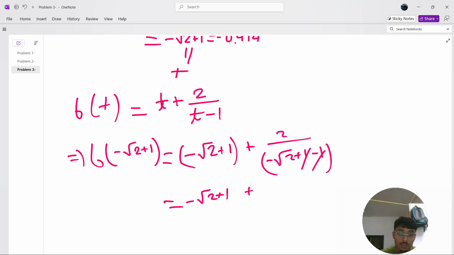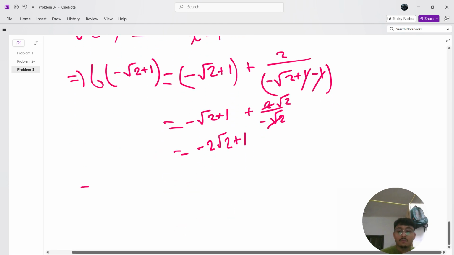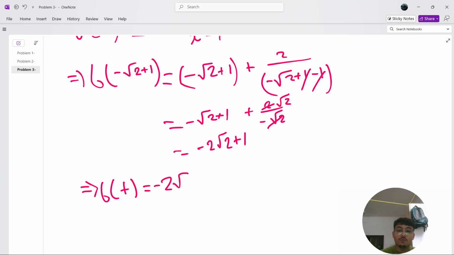plus 2 by minus root 2. My 2 is basically root 2 into root 2, so root 2 and root 2 get cancelled. We are left with minus root 2. So ultimately, what do we get up here? It's minus 2 root 2 plus 1. Ultimately, f of t is basically minus 2 root 2 plus 1. So this is my final answer.